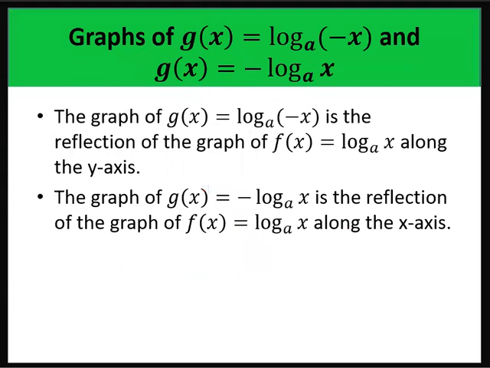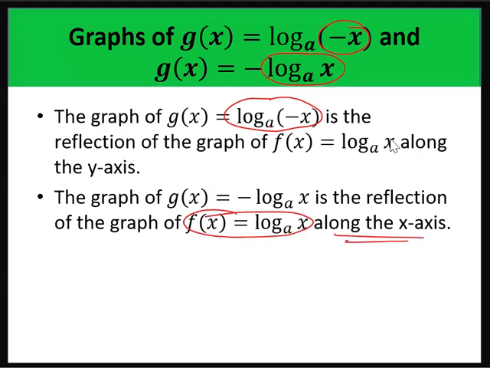Okay, next, now whenever we have g of x is equal to the logarithm of negative x to the base a, and g of x is equal to the negative of the logarithm of x to the base a, then we have the following. The graph of logarithm of negative x to the base a is just a reflection of the graph of f of x equals the logarithm of x to the base a along the y-axis, while the graph of the negative of the logarithm of x to the base a is the reflection of the graph of the basic logarithmic function along the x-axis.